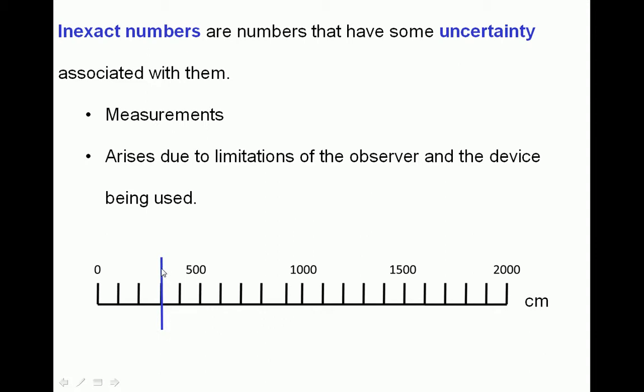It's about 300 centimeters. It looks like it's a little bit higher than 300 centimeters, but there's some uncertainty about that measurement due to the limitation of the scale. If there were more marks on this ruler, then I could be more certain about this measurement.